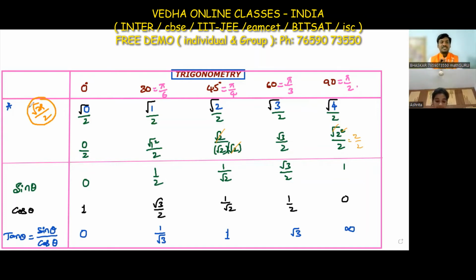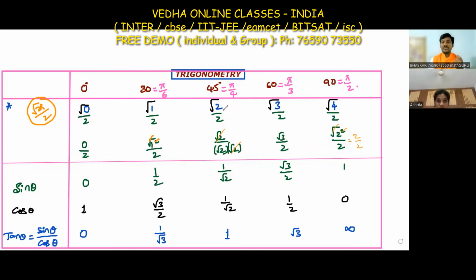Here x is a variable. In place of x, we write 0, 1, 2, 3, 4. So now root 0 by 2, root 1 by 2, root 2 by 2, root 3 by 2, root 4 by 2. Like that we take. Root 0 by 2 is 0 by 2, that is 0. Root 1 by 2, we can write as root 1 square, the square root gets cancelled here. That means we get 1 by 2.